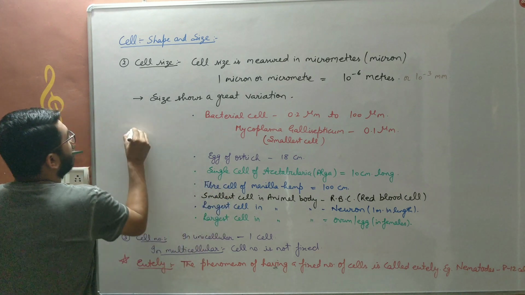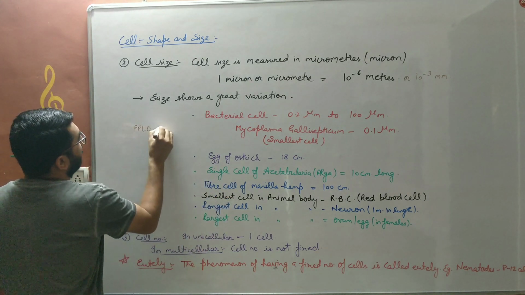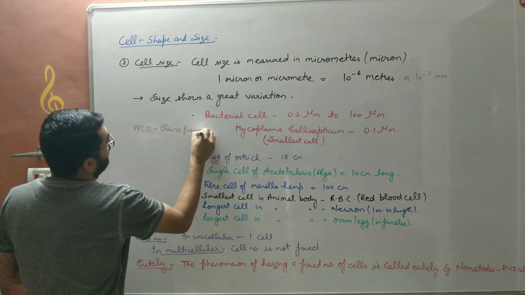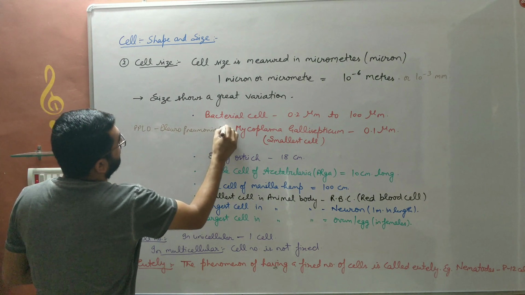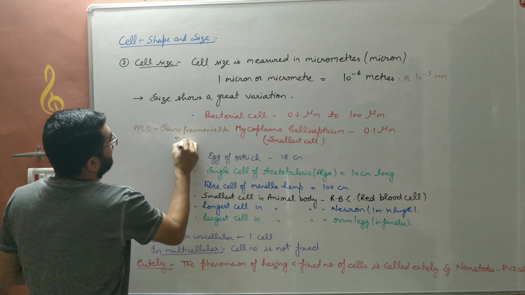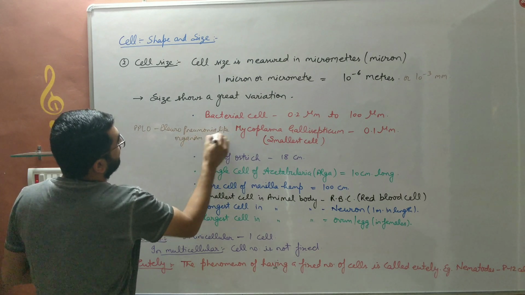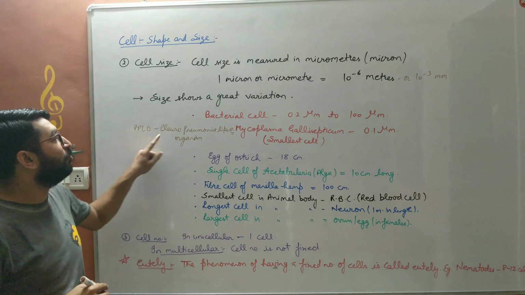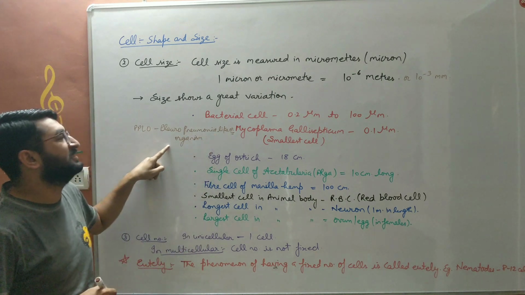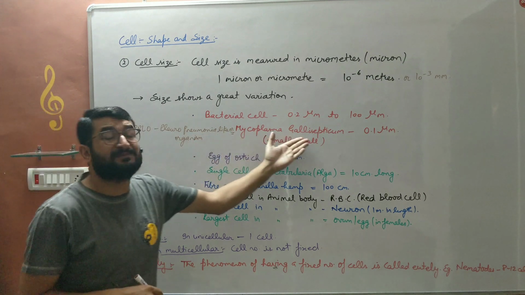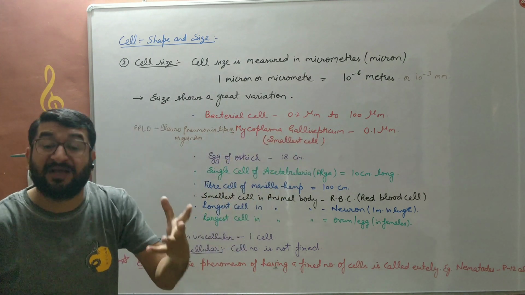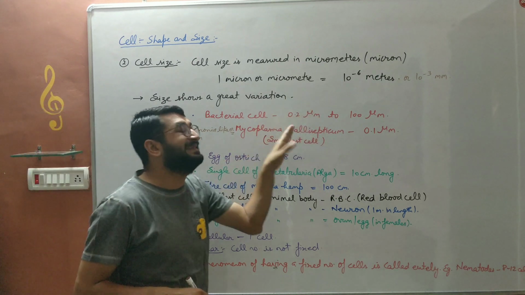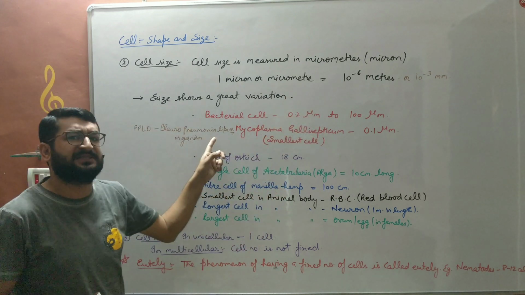It is also referred to as PPLO, pleuropneumonia like organism, or Mycoplasma gallisepticum. It is the smallest cell, 0.1 micrometer, even smaller than the usual bacteria. It is also a kind of bacteria itself.